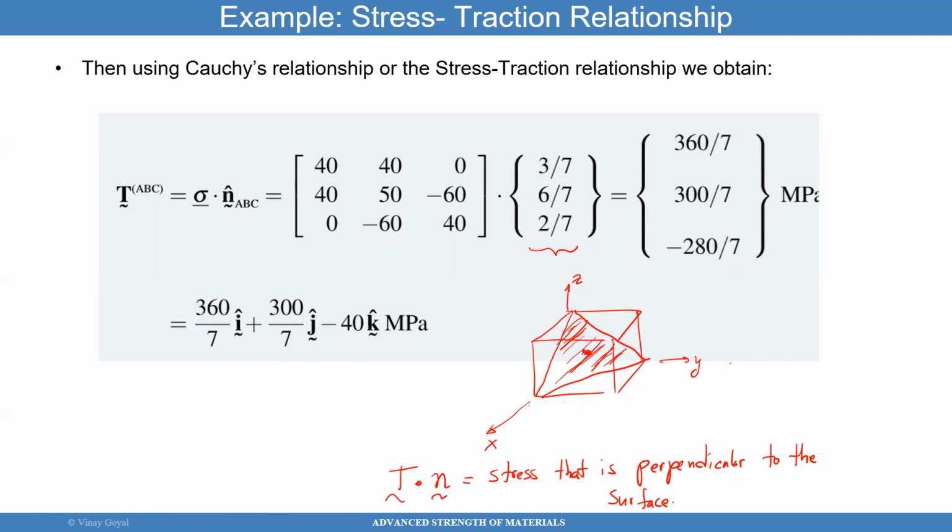Along the X direction, that's 360 divided by 7. So that's the X component of this traction vector. And then along the Y direction, you have 300 divided by 7. That's this one here. And I actually drew this incorrectly earlier. That's the Z direction that goes minus 280 divided by 7. It's the opposite direction. That's this one.